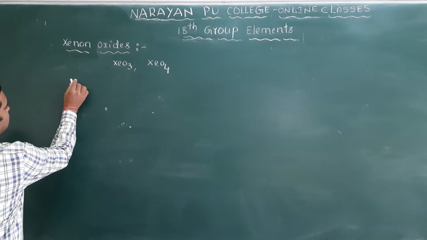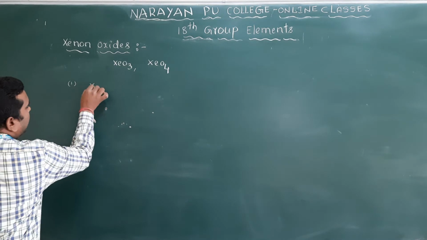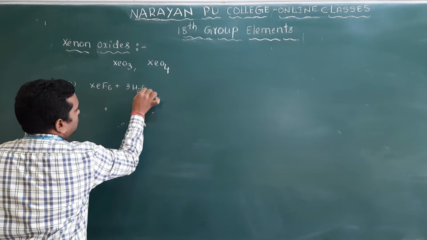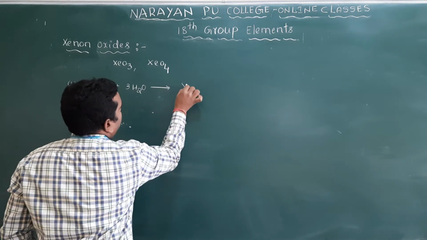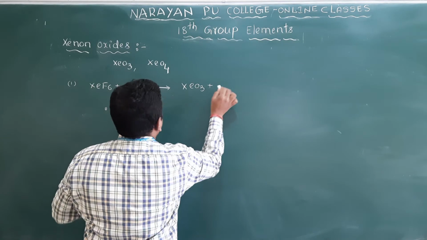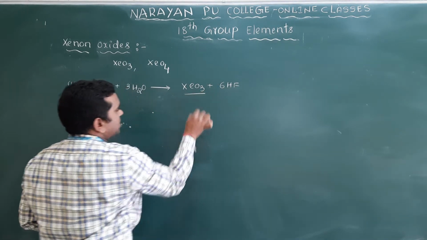How will we prepare XeO3? I have mentioned it just now. Take XeF6 and do complete hydrolysis. Then what compound will you get? XeO3 plus 6HF. This is one preparation.